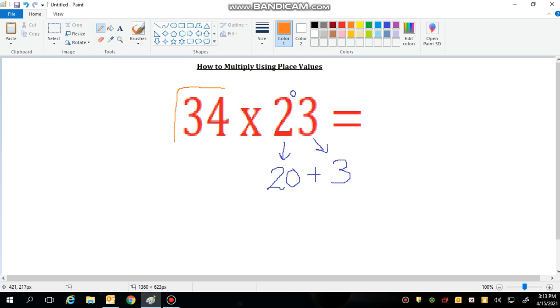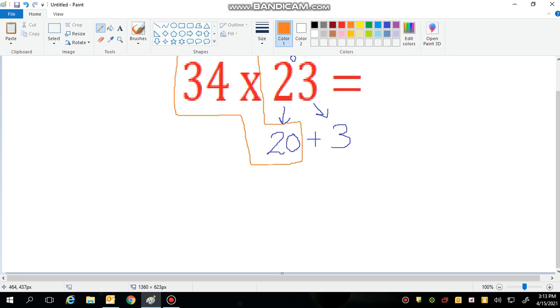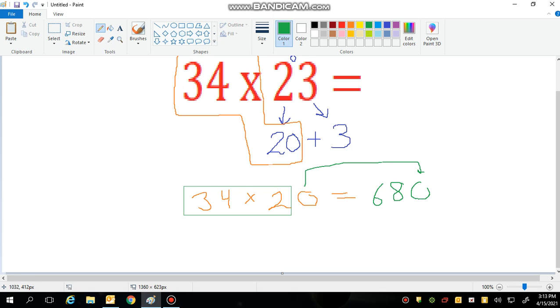Now that you've done that, I am going to start multiplying. I'm going to take my 34 and multiply it by 20. And just like I showed you before, I don't care about the 0 right now. I will just do 34 times 2. And 34 multiplied by 2 is 68. And then I'm going to take my 0 and put it over here. 34 times 20 is 680. This is taken care of. This is done. Finished. And now I'm going to take my 34 and multiply it by 3.